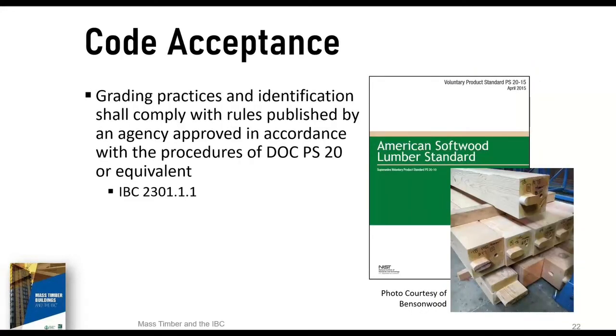To be used in the IBC, sawn lumber must comply with the criteria found in DOC PS 20. It's the voluntary product standard for American softwood lumber. If you want to see where that reference is in the IBC, you can find that in 2301.1.1.